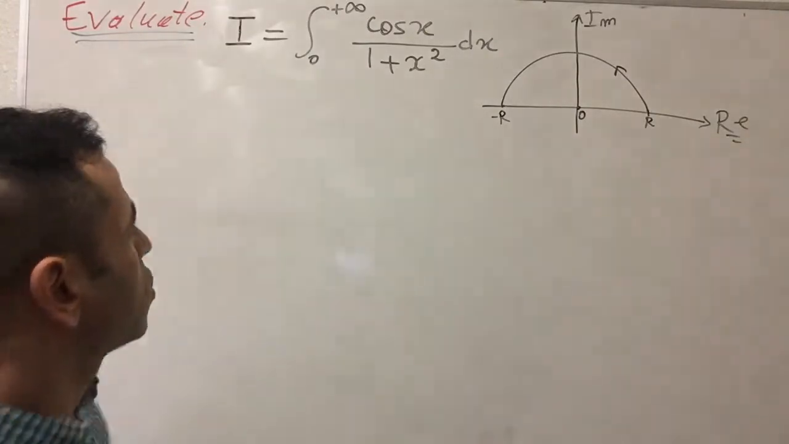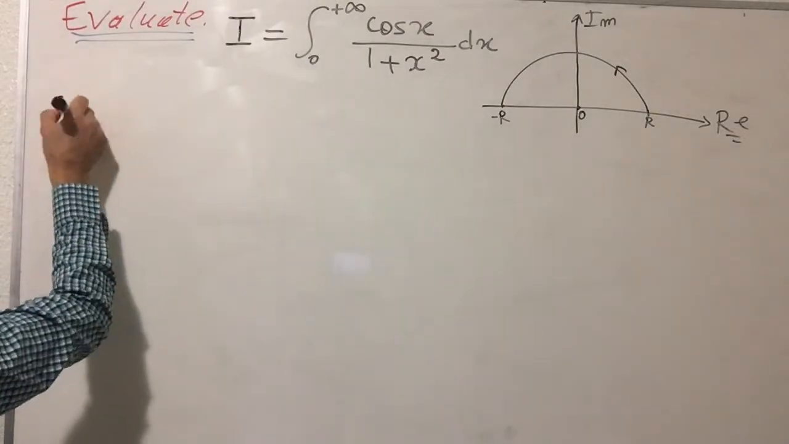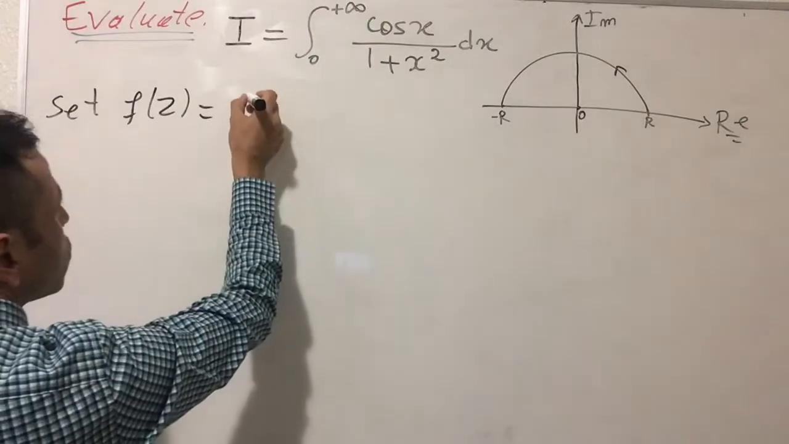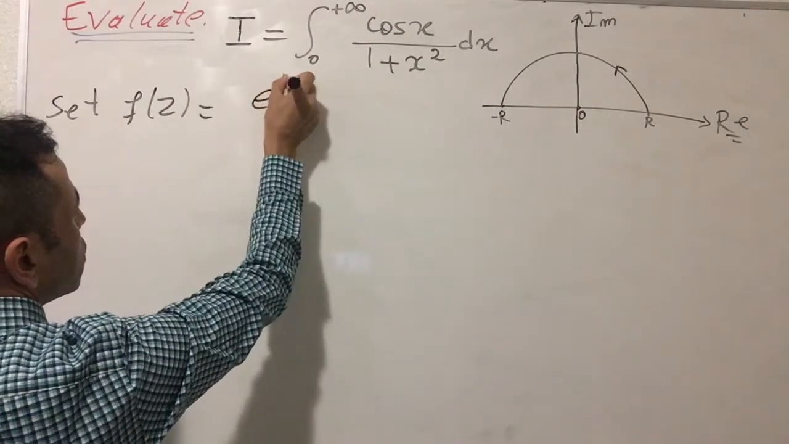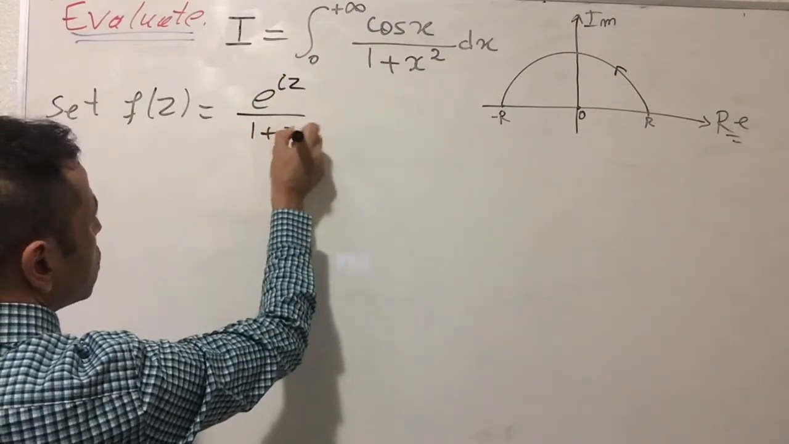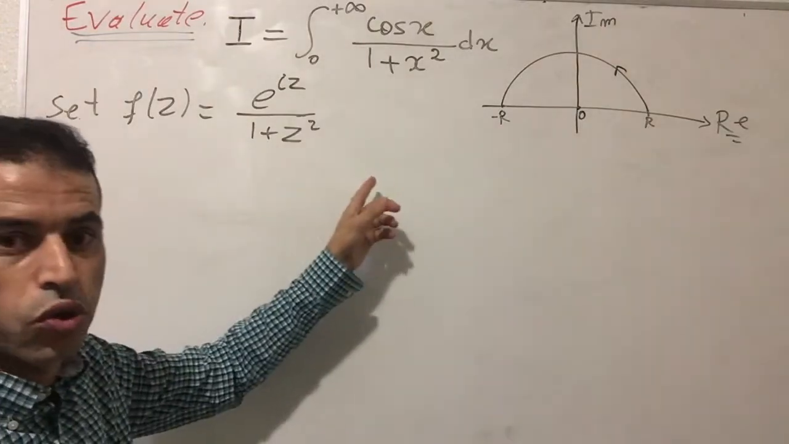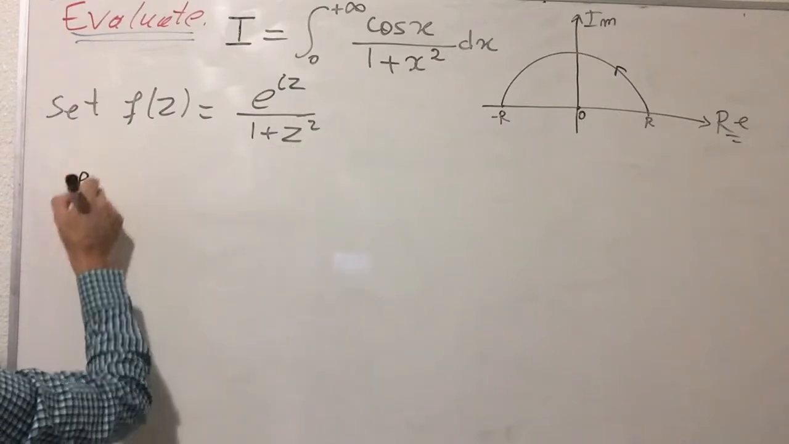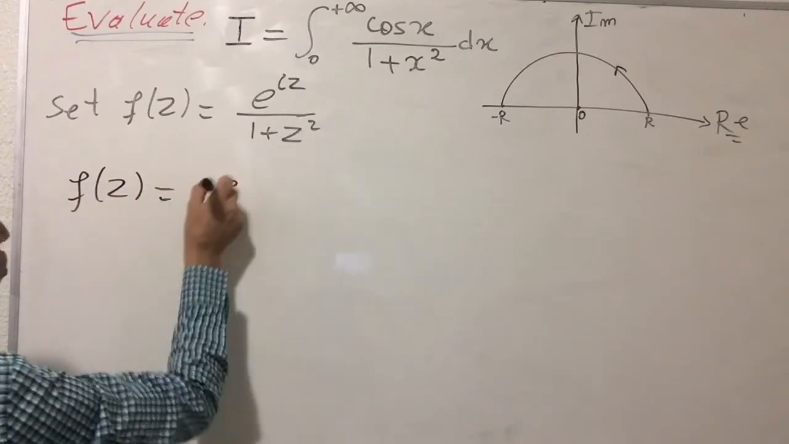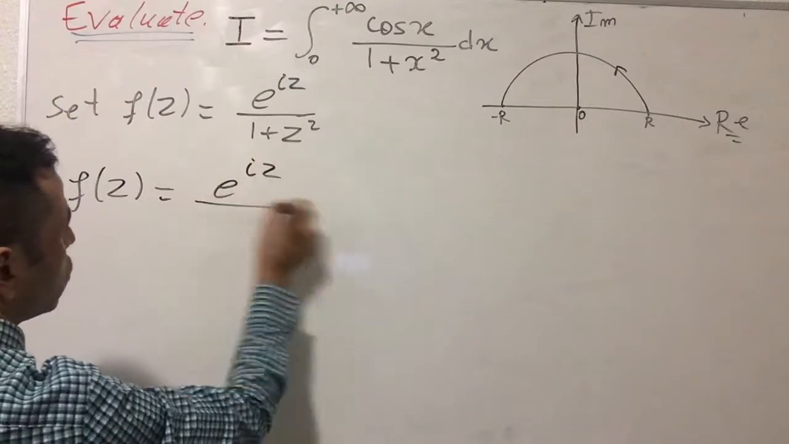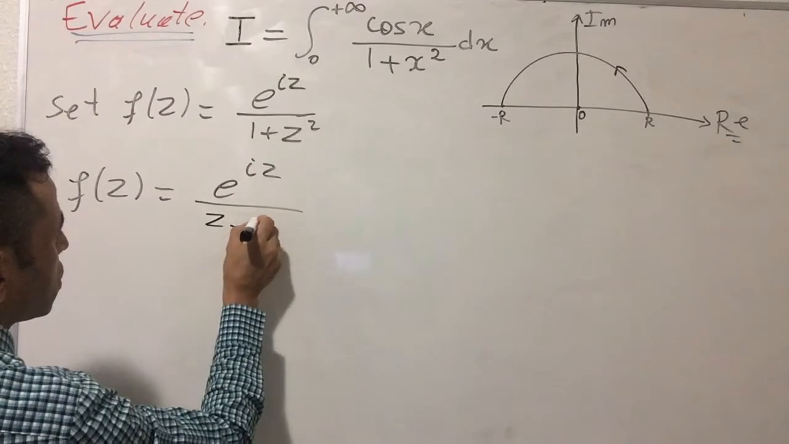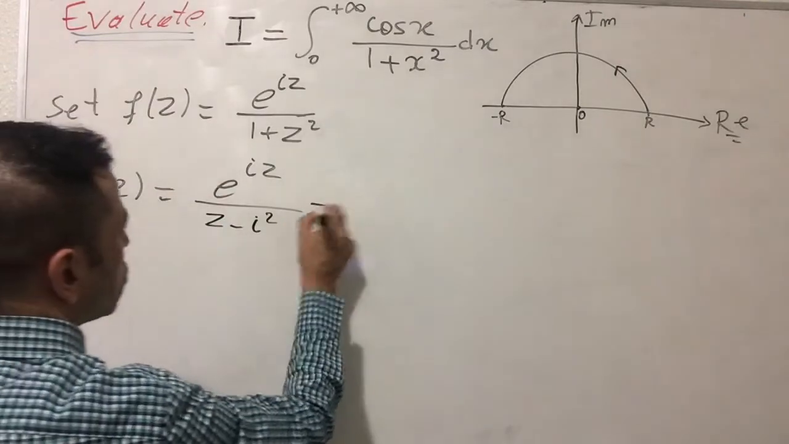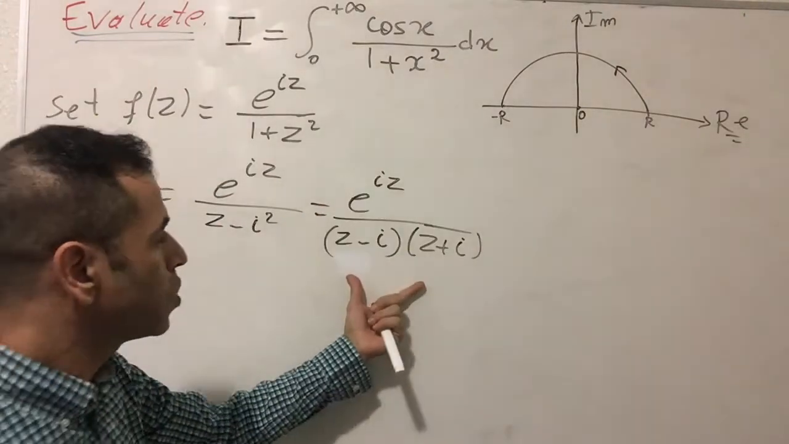Okay, so let's set f of z equal to e to the iz over 1 plus z squared. The first thing I should do is look for the poles. I'm going to find the roots of this one. So f of z equals e to the iz over z plus i times z minus i, by replacing 1 by minus i squared. So we found two poles here.